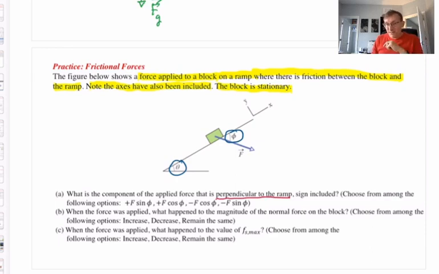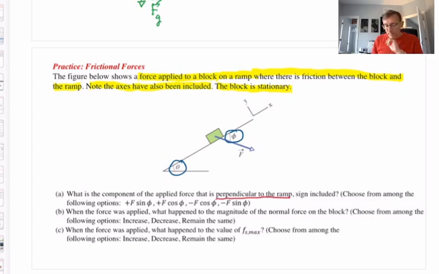That's one of those axes directions, yes? It's either X or Y. That's perpendicular. Choose from among the following options: positive magnitude F sine phi, positive magnitude F cosine phi, negative magnitude F cosine phi, negative magnitude F sine phi. In essence, you need to be able to draw the component triangle for that applied F, and tell me which one of the components is the component that is perpendicular to the ramp.